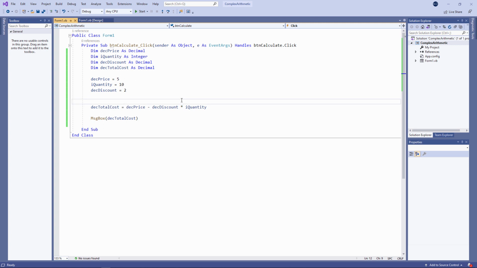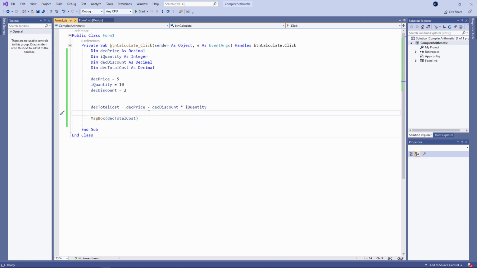The order of priority is that multiplication is done first. So in this case, the discount is being multiplied by the quantity, which is 20, and then that is being subtracted from the price. 5 minus 20 is indeed minus 15.